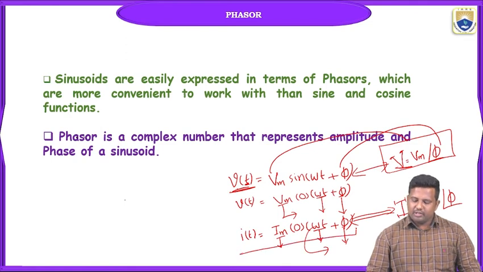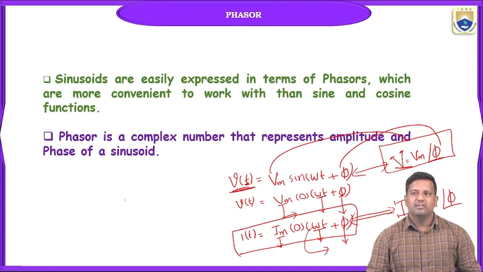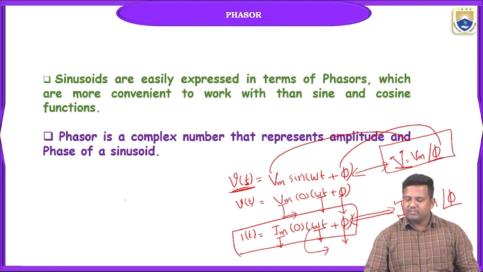For I of t equal to Im cos omega t plus phi, in application to any electrical circuit for analysis, first we convert all time domain functions or signals into equivalent phasor signals. Why? Because these phasor signals do not have any time function.